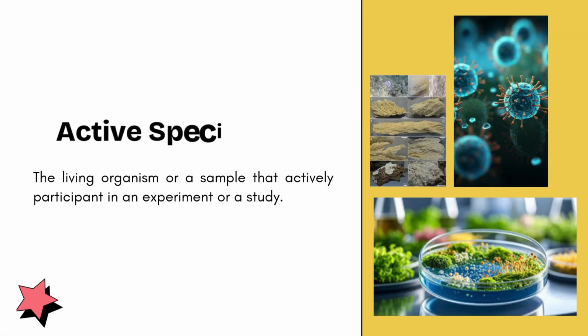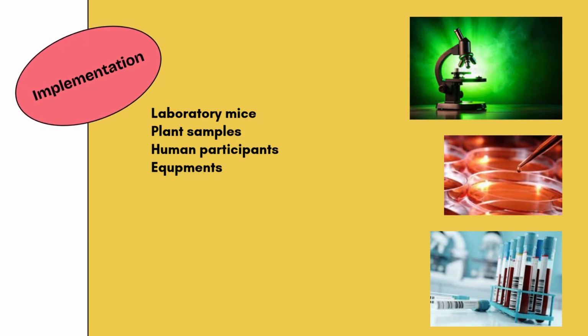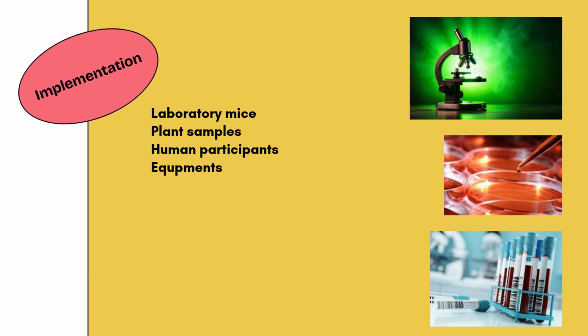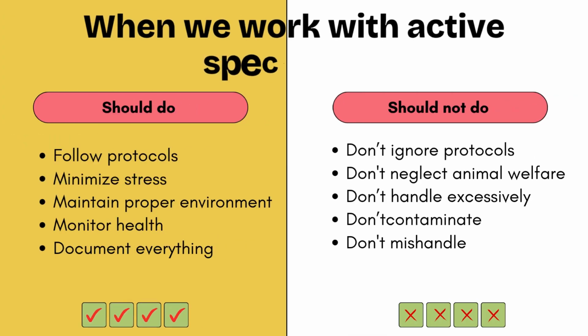Now let's see what are the active specimens. An active specimen is a live organism or sample that actually participates in an experiment or a study. Examples include laboratory mice, plant samples, human participants, and even certain pieces of scientific equipment. When working with active specimens, there are things we should do and things we should avoid.